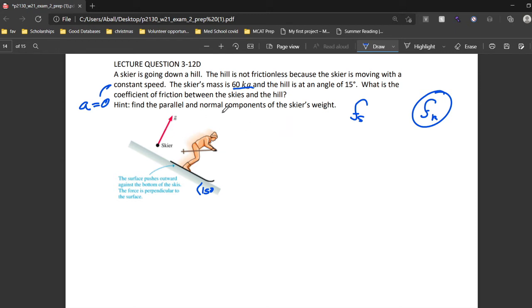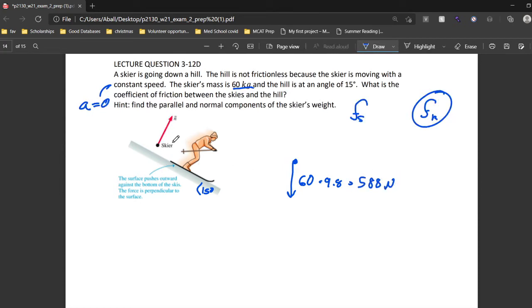So when we look at this, I always like to make a free body diagram of what's going on. So we have this little dot. This little dot is our skier. The skier is experiencing its weight, from the gravitational acceleration. So the weight force here is 60 times 9.8, which equals 588 newtons.